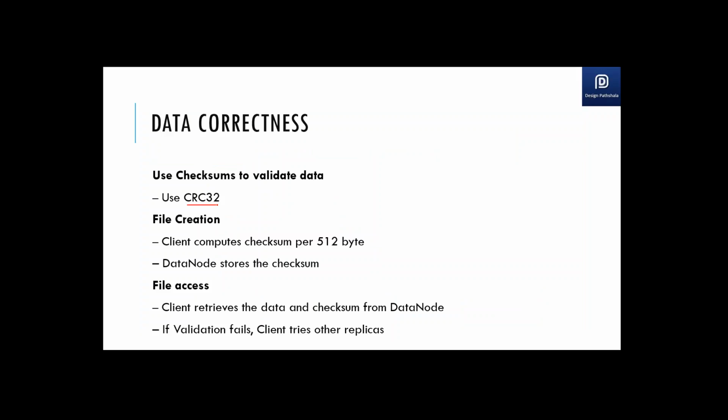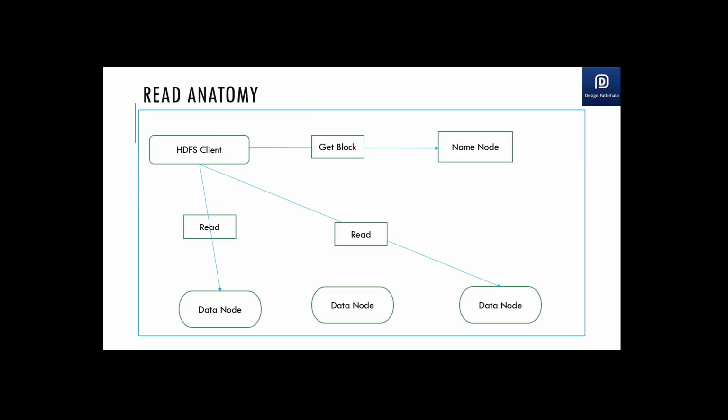Also, when you read the file, you also check the checksums. If you find a block corrupted at that time, the job tracker assigns those corresponding tasks to other data nodes. Can you go back to the previous slide?